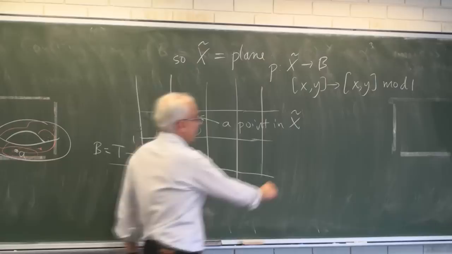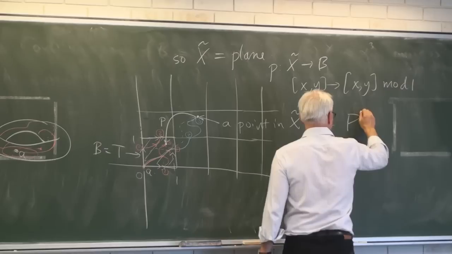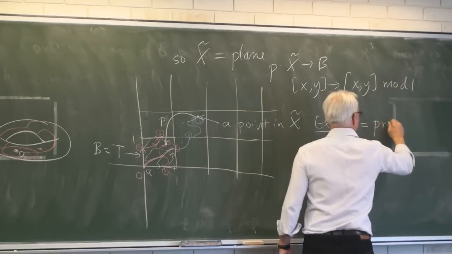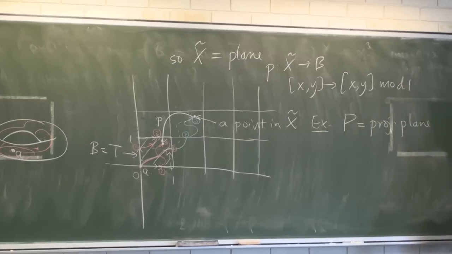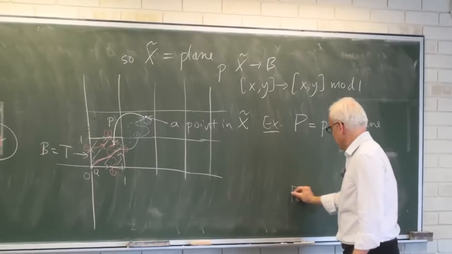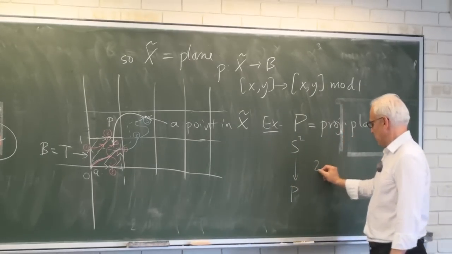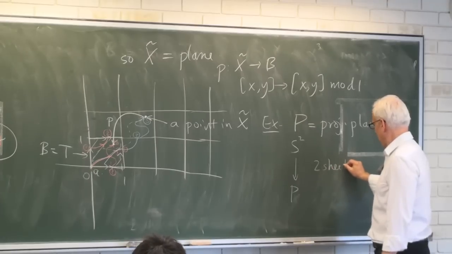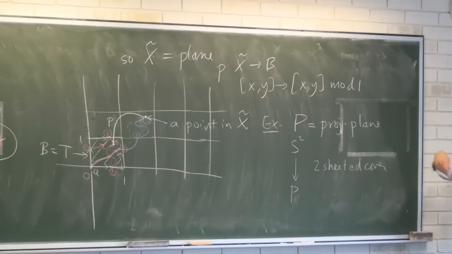How about the projective plane? Well, we have only seen one cover of that, and that's the sphere. This is a two-sheeted cover. Since the sphere is already simply connected, this is the universal cover.